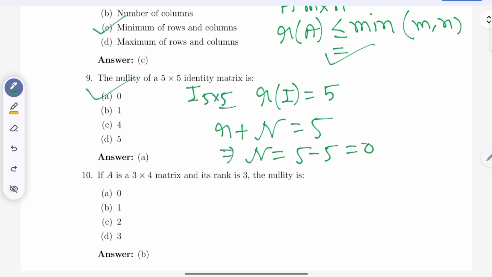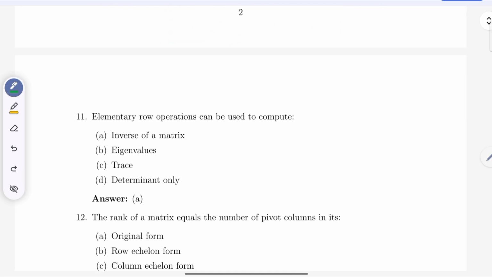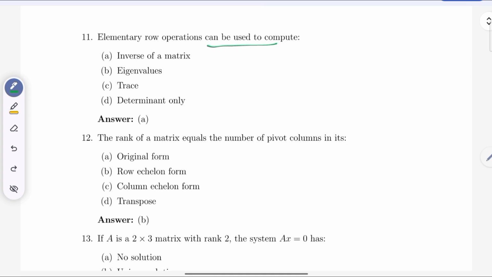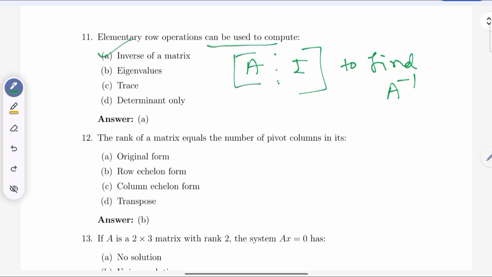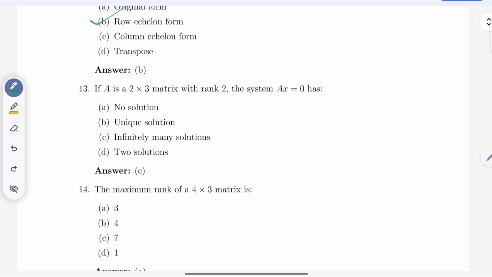Option A. If A is a 3 by 4 matrix and its rank is 3, we know that rank plus nullity equals n. n is 4 in this case, the number of columns. So nullity will be 4 minus 3, so 1. Option B. Elementary row operations can be used to compute the inverse of a matrix, because we know if we have the A matrix and the I matrix, then we use this to find the inverse. The rank of a matrix equals the number of pivot columns. We know that this is a row reduced echelon form. So option B is correct.